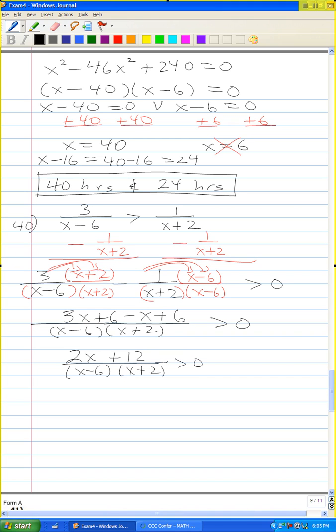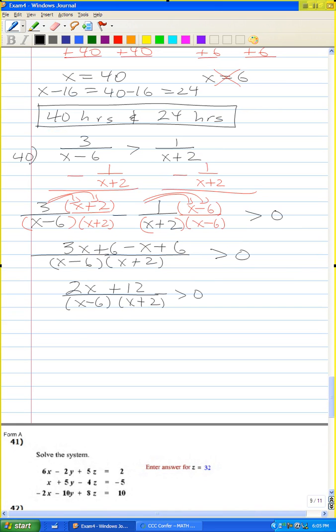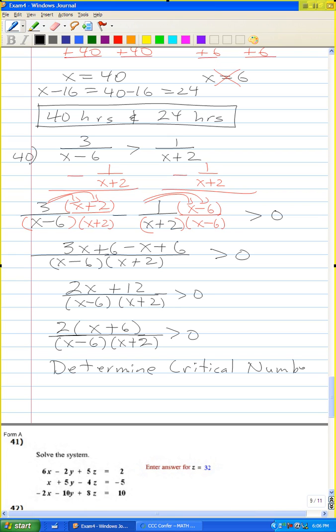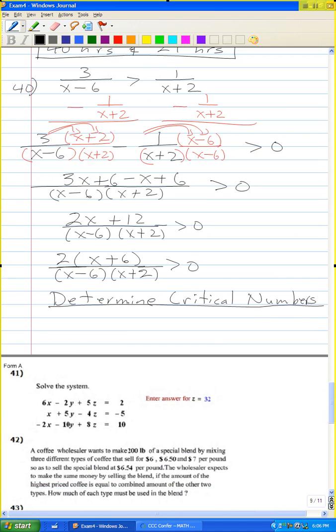Let me factor what's in common, 2. What remains is x plus 6 over x minus 6, x plus 2 greater than 0. So let's determine the critical numbers. Let's set each factor to 0. Well, obviously 2 can't be 0.